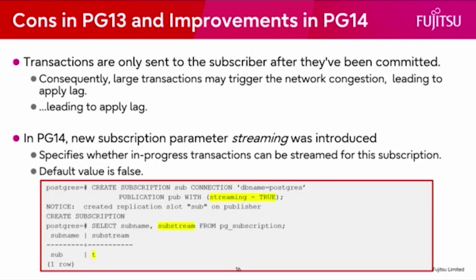To address this issue, the community introduced a new subscription parameter called streaming in PG14. This subscription parameter specifies whether in-progress transactions can be streamed for this subscription. By default, the parameter is set to false, so all transactions are fully decoded on the publisher and sent to the subscriber, same as previous versions. The below box shows an example with the parameter streaming set to true.